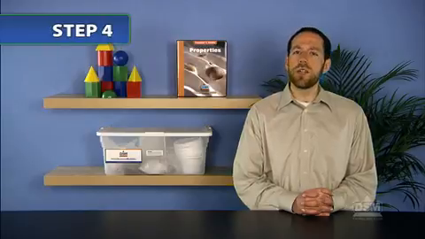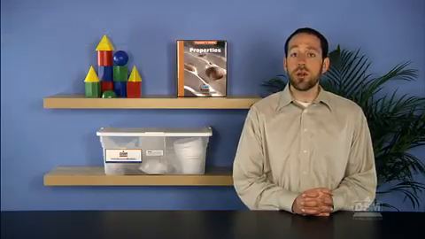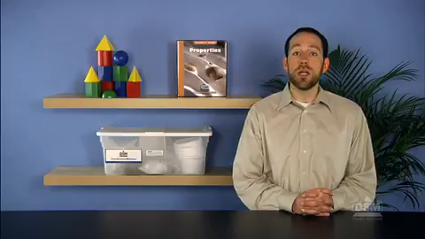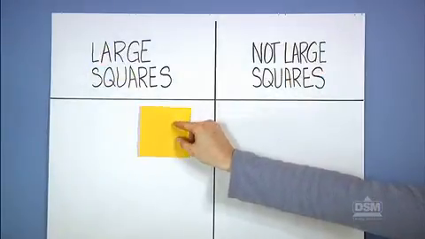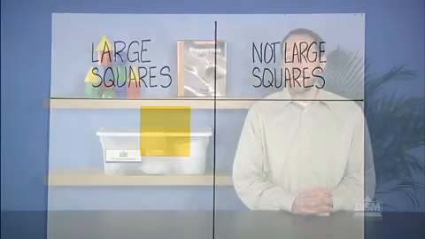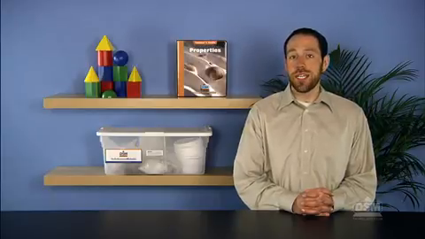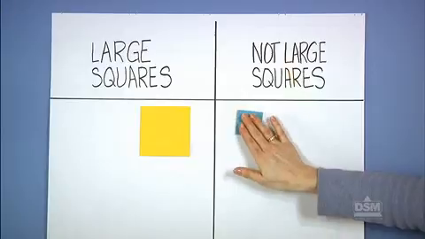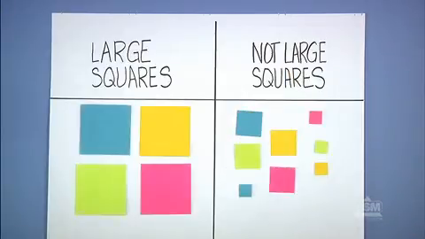Next, borrow a set of materials from one team for a demonstration. Tell students that they are going to sort the squares into 2 groups, large and not large. Using a loop of masking tape, place a large square on the board under the column large squares and explain that you'll refer to all smaller squares as not large. Stick the smaller square under the column labeled not large squares and elicit student help to place the remaining demonstration squares until they are all sorted.